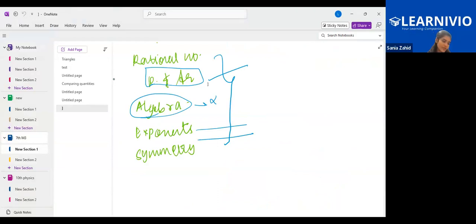Perimeter and area. Then we have algebraic expressions, exponents and powers, and then symmetry. Exponents and powers we have done. Symmetry is not there for your syllabus, right? And symmetry I have already completed with Hermine. So we don't have to do this chapter. Shall we start with algebraic expressions?